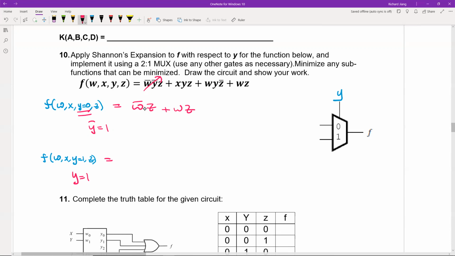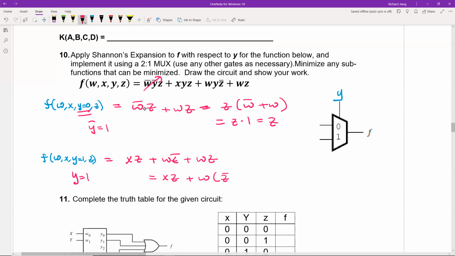So what's left over is x, y, z. And remember, we can plug in y equal to 1. So that's xz plus wz bar plus wz. Now we can simplify this a little bit. On the top, we can pull out z, which leaves w bar plus w, so that becomes a 1. That's z ANDed with 1, which is just z. On the bottom, we do something similar. We get xz plus w, pull out the w, z bar plus z, and that becomes xz plus w. Do you agree? Yep. Okay, so we're just about done.